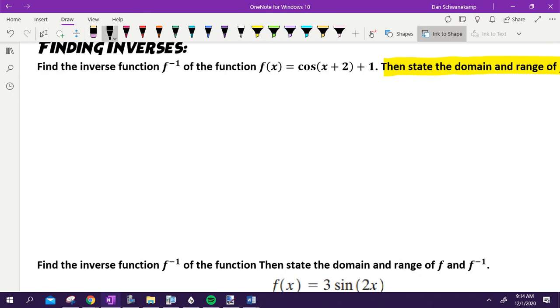Here we go. F of x is equal to that thing right there. Our job is we are going to find the inverse of that function. So there are 2 steps to find an inverse. What's the first step to find an inverse? Flip x and y.